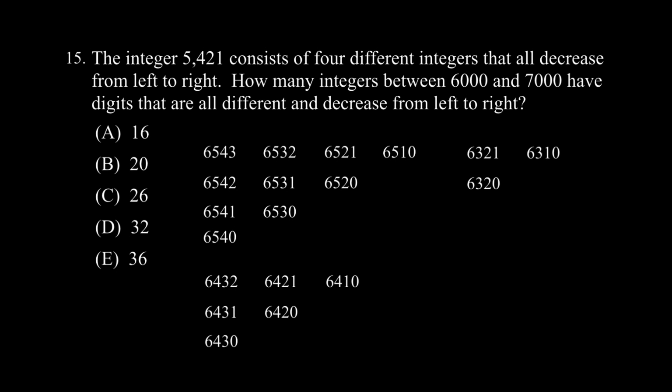Nothing else we can do there, but then we have 6, 2, 1, 0. And are there any other possibilities? No, because you'd have 6, 1, 0, and we'd have nowhere to go. So how many possible values did we get? 20. So the answer is B.